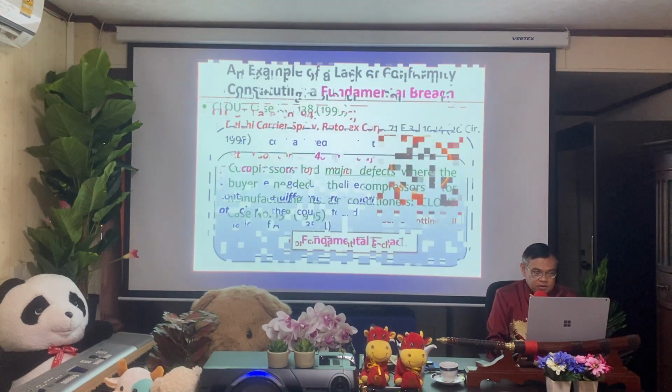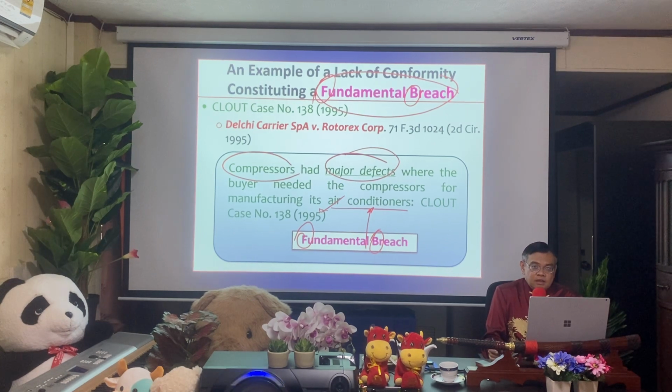So in this case, the case concerning the compressors turning out not to be in conformity with the contract, when the compressors would have to be used for the manufacture of air conditioners, the non-conforming compressors would cause such serious detriment on the part of the buyer. The detriment was to the extent that the buyer would be substantially deprived of what the buyer was entitled to expect under the contract. When this serious detriment was also foreseen by the party in breach and by a reasonable person in the same circumstances, then the criteria set forth in Article 25 were fulfilled, so that it constitutes an FB, or a fundamental breach.